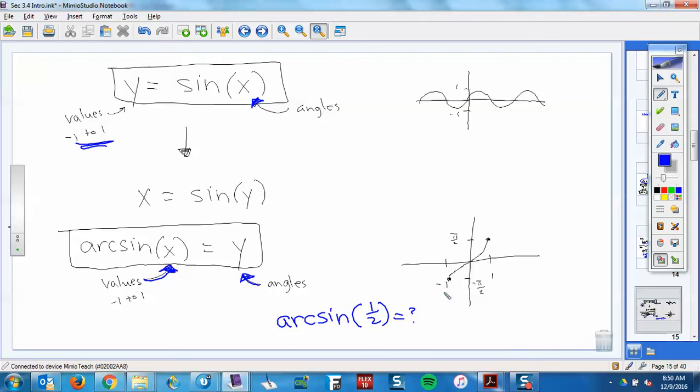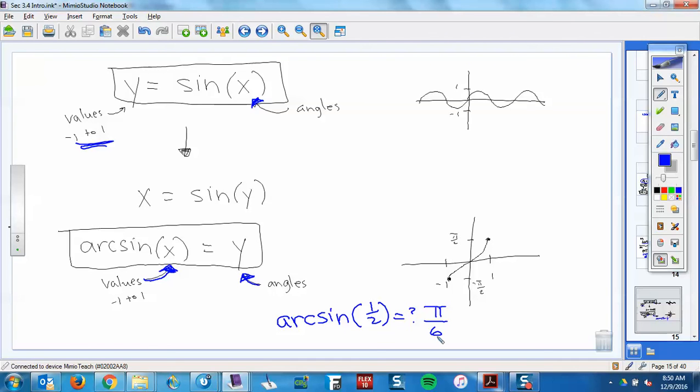What's the arc sine of 1/2? Pi/6, right? It's like the reverse. I'm saying, what angle for sine gives me 1/2? Well, sine of pi/6, right? So arc sine of 1/2, we have pi/6. So it's just like backwards, right? Instead of saying, what's sine of pi/6? You say 1/2. It's arc sine of 1/2.